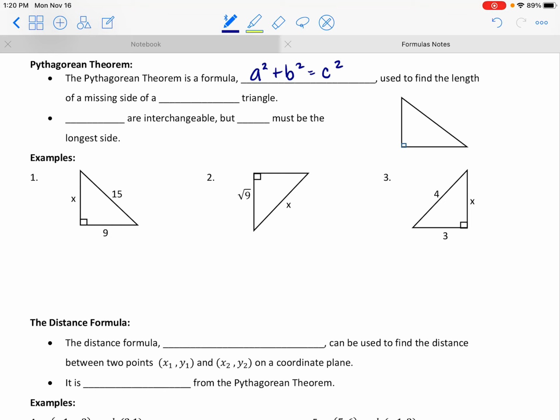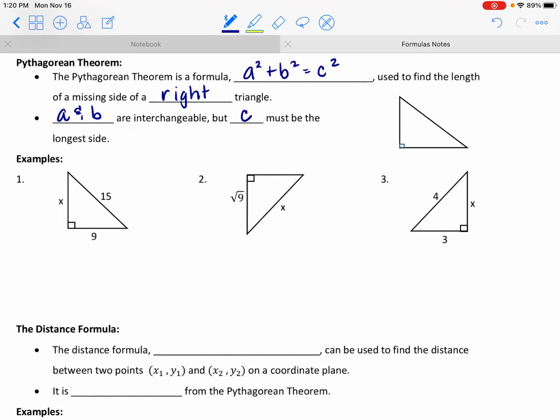But what is it for? The purpose of this formula is to be able to find the length of a missing side of a right triangle. So if I know two sides of a right triangle, I can find the third side using that formula. In that particular formula, a and b are interchangeable, which means it doesn't matter which one is which, but c is important. It has to be distinguished as the longest side.